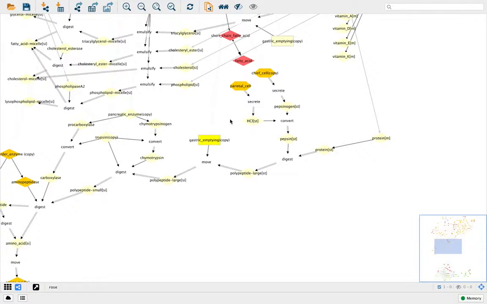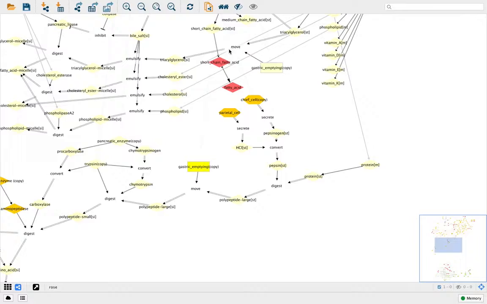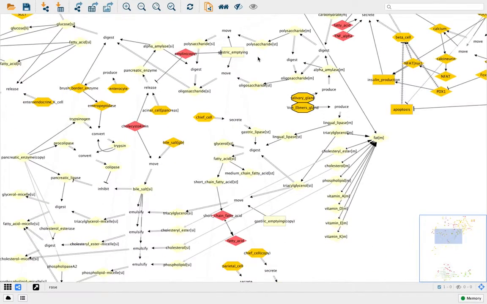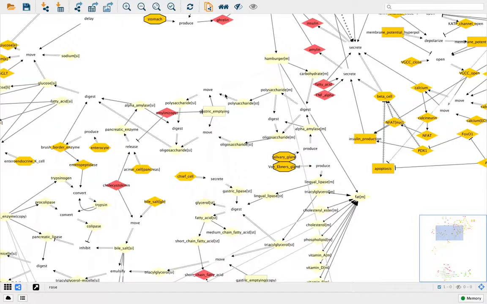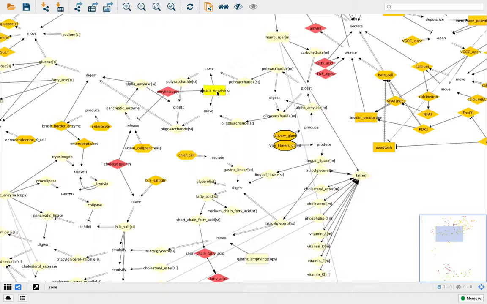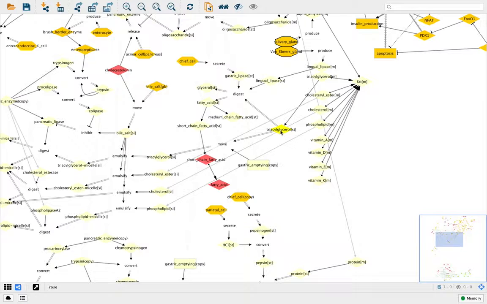And to maintain consistency, we represented it like this. This gastric emptying also moves the other digested substances. For example, this gastric emptying moves the polysaccharide or oligosaccharide in the stomach into the small intestine, and also moves the triacylglycerol in the stomach into the small intestine.